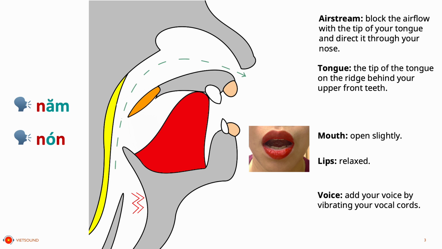First, let's talk about the air stream. Block the airflow with the tip of your tongue and direct it through the nose. Place the tip of your tongue on the ridge behind your upper front teeth. Open your mouth slightly. Keep your lips relaxed. The last thing you have to remember about the N sound is that it is a voiced sound. So you have to add voice by vibrating your vocal cords, like N, N, N, Nam, Non.